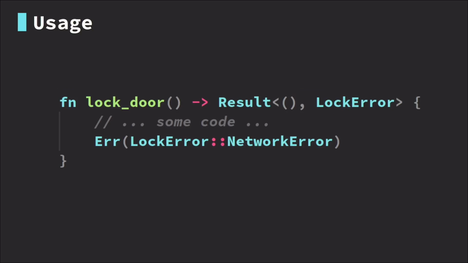To return the error, we can just use the Err variant of the Result type and just put our error in, and that'll get returned as an error.